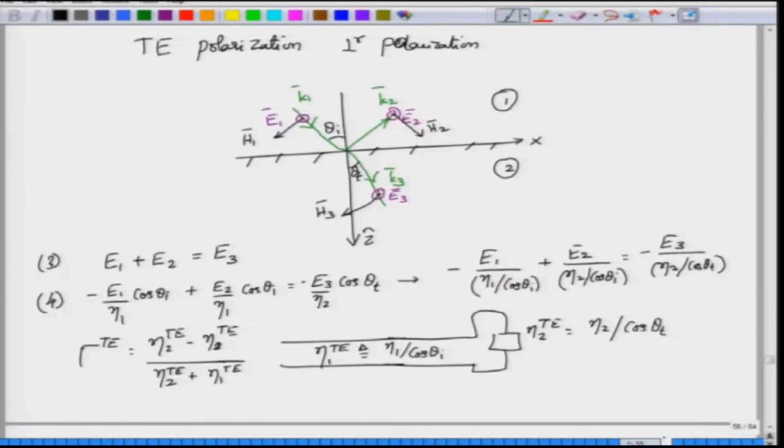Okay. However, before going to that, I would like to start off with a couple of observations by actually plotting this reflection coefficient. Okay. I would like to do that in order to bring out certain very interesting aspects. So we are going to do that. Okay.